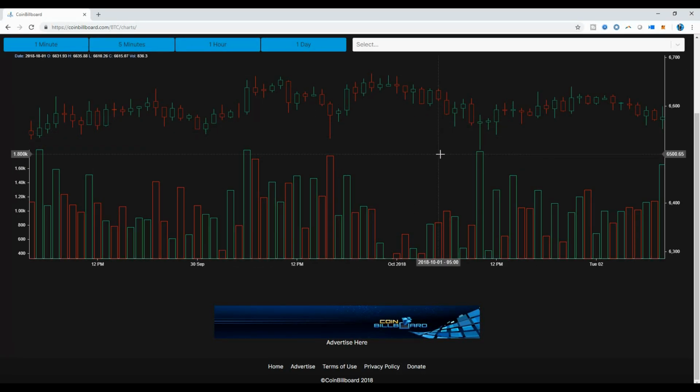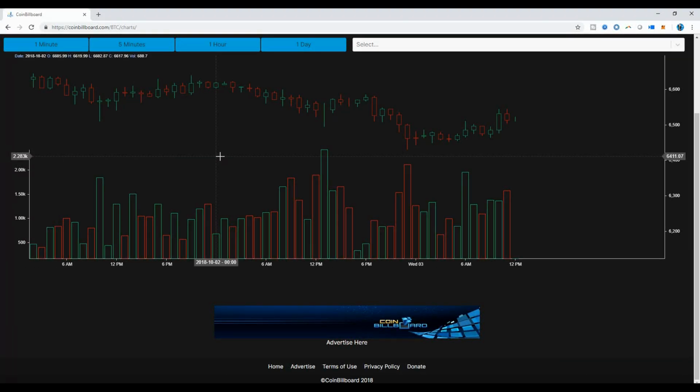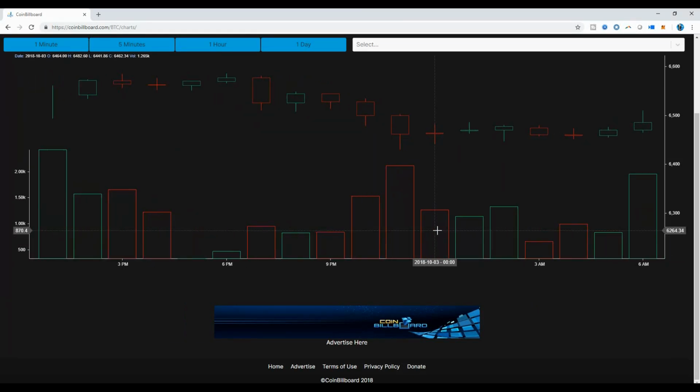So right now, what you are seeing here is the hourly movement of the cryptocurrency markets, specifically Bitcoin, as it applies to October 2nd, now October 3rd, and let's drill down specifically October 3rd, which is today. And I'm going to get zooming in even closer. And what you find is that on October 3rd at midnight, we actually had an open of $6,464 for Bitcoin, and we had a closing of $6,462.34.